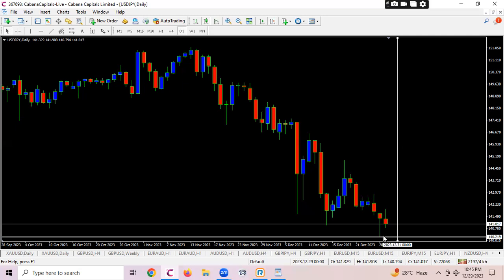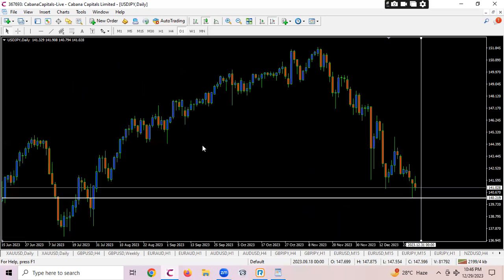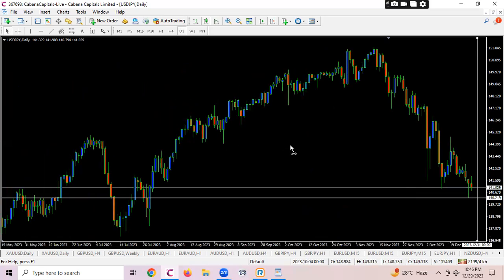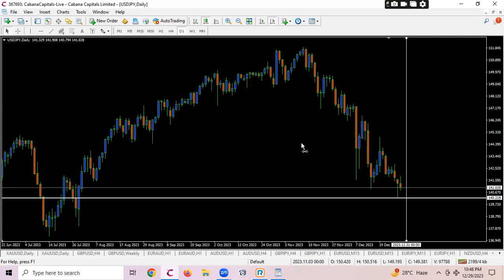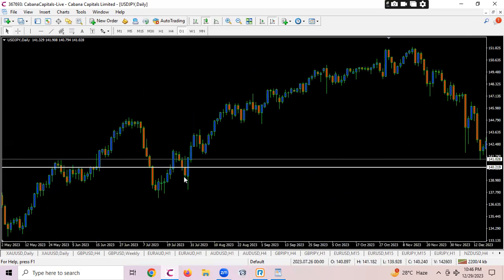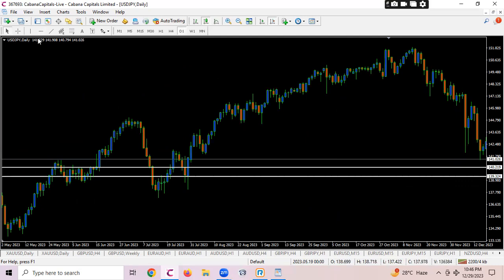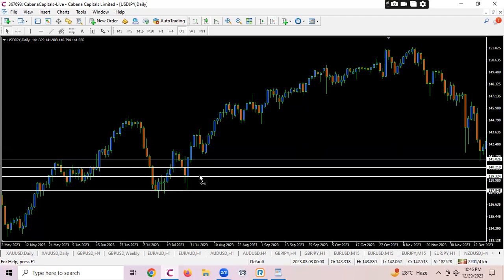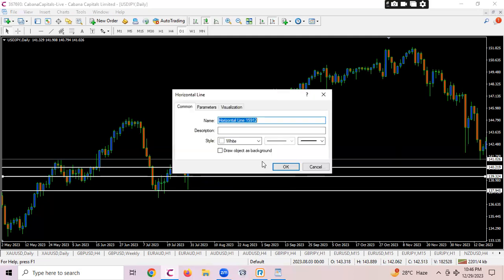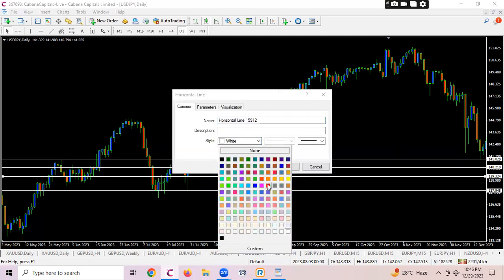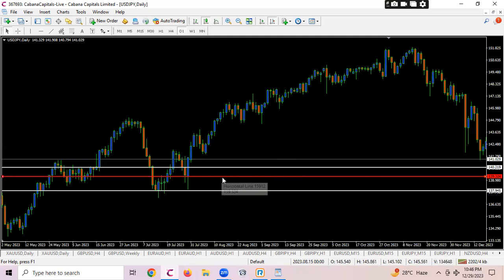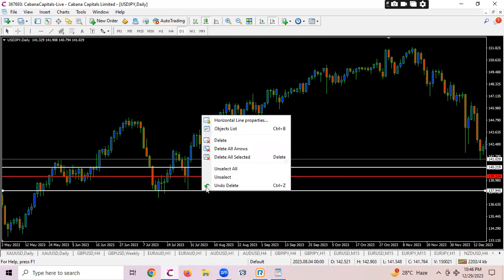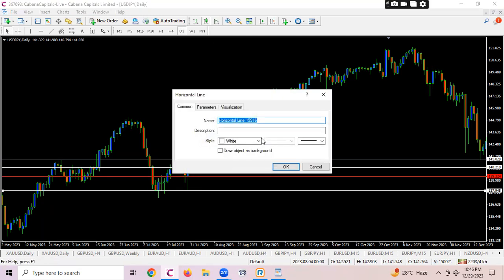So we've identified this low. Let's go back on the daily. We're on the daily time frame. Let's go back to see that level. If you go back, this is a support. We had a support here. We also had a support here. Let me change the colors here. We had a support here. Let me use red for this. I identify these levels as support.